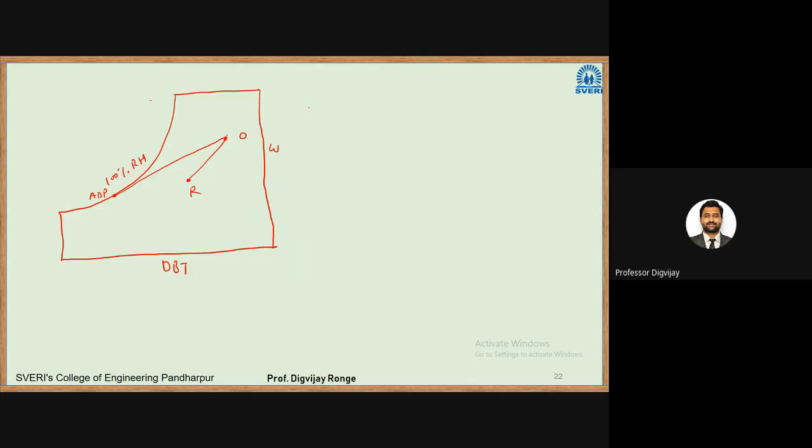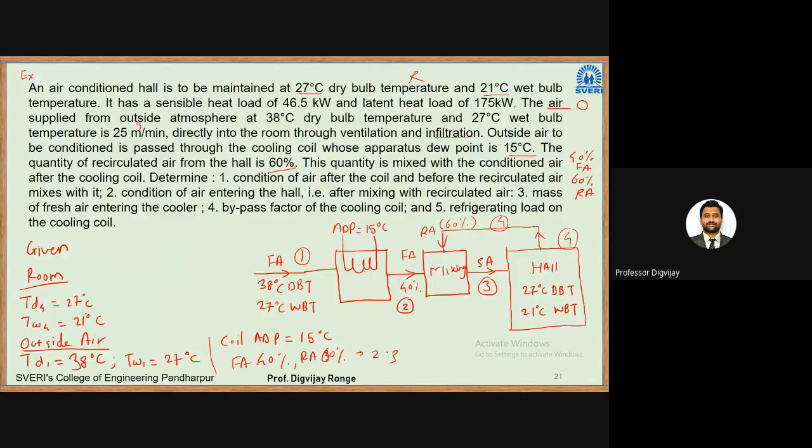Now here the first thing is to calculate the total room sensible heat, right? So what they have given in this example is a sensible heat load of 46.5 kilowatt. This is the given sensible heat load, plus we have to consider the load by infiltrated air. Infiltration air is unwanted air. We do not want that air in the room, but because of some cracks in the structure, that air enters inside the room. So that is also given. The infiltration air quantity is 25 meter cube per minute. So I will consider that.